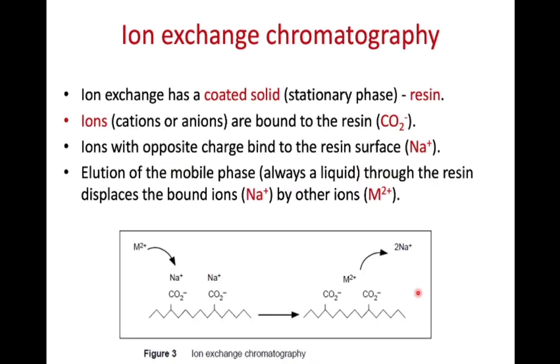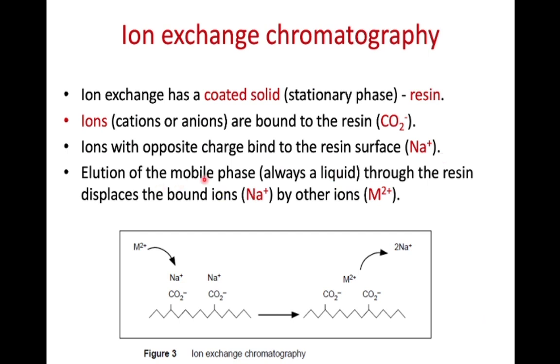Focusing now on different types of chromatography. We're going to visit different types of chromatography, and the first one is ion exchange chromatography. Ion exchange has a coated solid stationary phase, so essentially this is the resin. The ions, which can be cations or anions, are bound to the resin. So this is like CO2 minus, and the ions with opposite charge bind to the resin surface, with Na sodium ion plus.